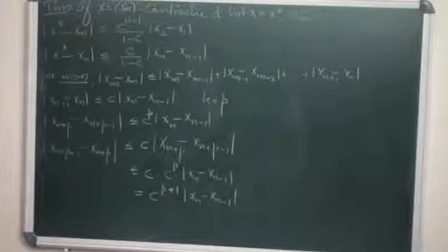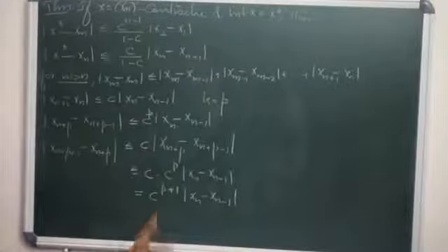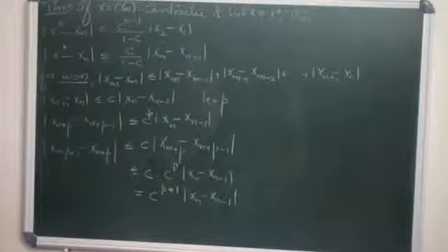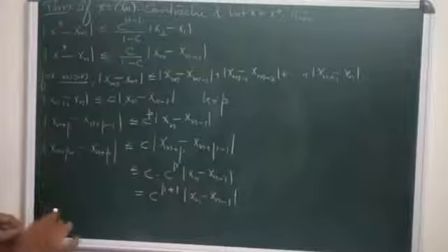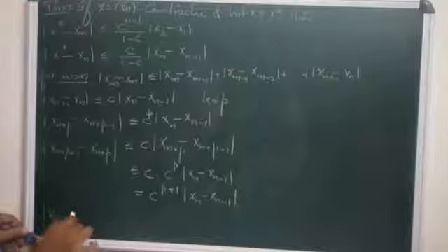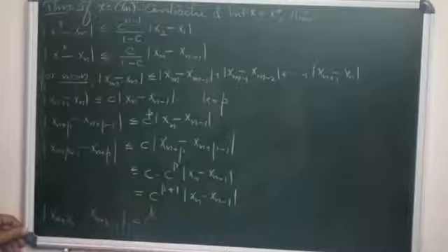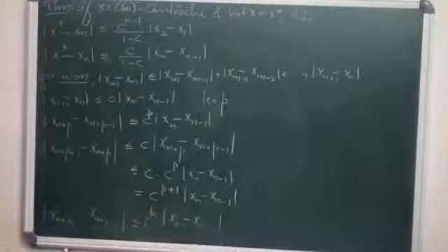So modulus of x_{n+p+1} minus x_{n+p} is less than or equal to c^{p+1} into mod x_n minus x_{n-1}. That means this result is true for k equals p plus 1. So by the induction hypothesis, modulus of x_{n+k} minus x_{n+k-1} is less than or equal to c^k into modulus of x_n minus x_{n-1}, because of the induction hypothesis.